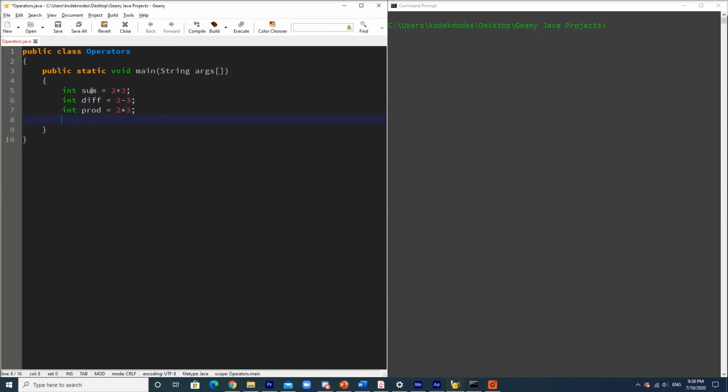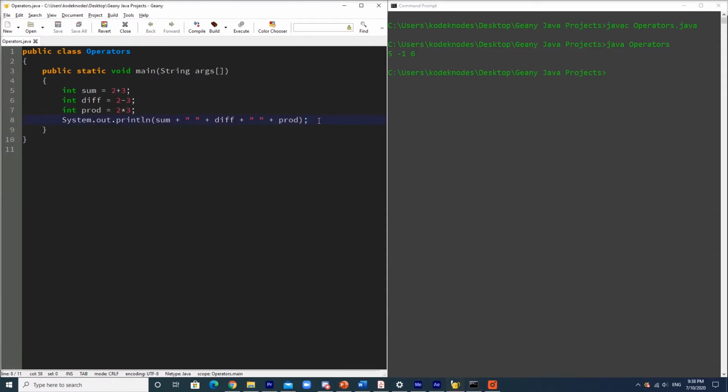And we can print all of them by typing System.out.println(sum + " " + diff + " " + prod). So we expect 5 for sum, -1 for difference, and 6 for the product. So if we compile and run our code, there you go, 5, -1, and 6. Not too surprising. However, division is a little weird.